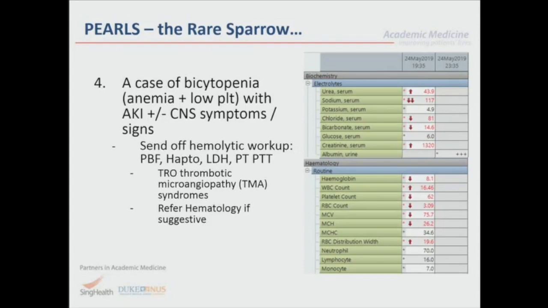And finally, MAHAs are present in Singapore, but once in a while you do get the rare sparrow. If you get patients who are fairly sick and you see an unexplained bicytopenia with anemia and low platelets, and maybe you have an AKI and some CNS symptoms, just remember at the back of your mind that there's this emergency called TMA, or thrombotic microangiopathy syndromes. So send off the PBF, haptoglobin, LDH, PT, and PTT, and refer hematology if suggestive.